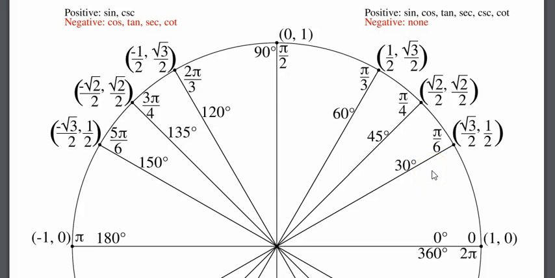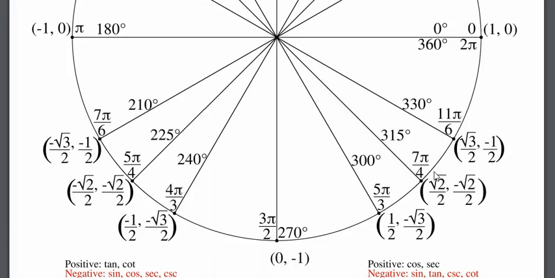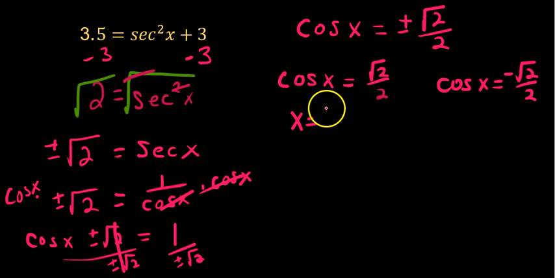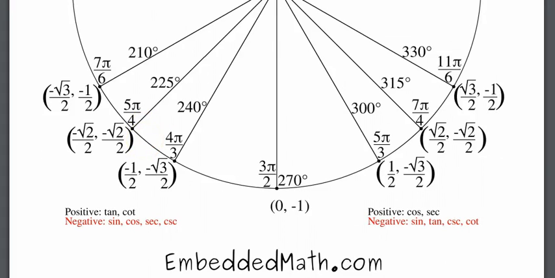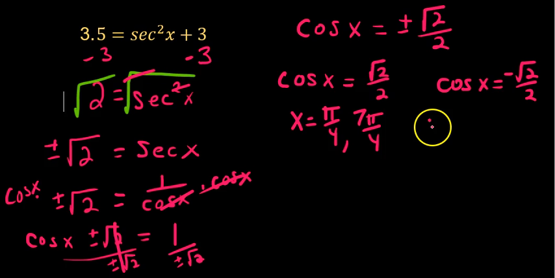Cosine is the x value, so I have a positive square root 2 over 2 right here at pi over 4. And I also have one down here at 7 pi over 4. So I'm going to write these down, pi over 4 and 7 pi over 4. And now I'm going to go back and look for the negative square root 2 over 2. Okay, so cosine is a negative square root 2 over 2 at 3 pi over 4, and at 5 pi over 4, because that's where that x value is, the negative square root 2 over 2. So x is 3 pi over 4 and 5 pi over 4. And those are our answers for example 3.